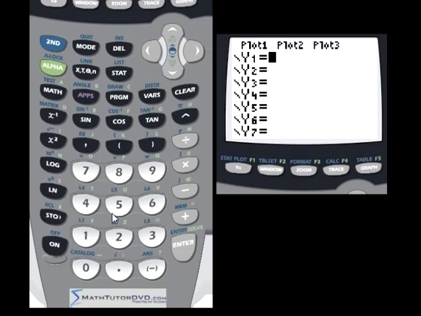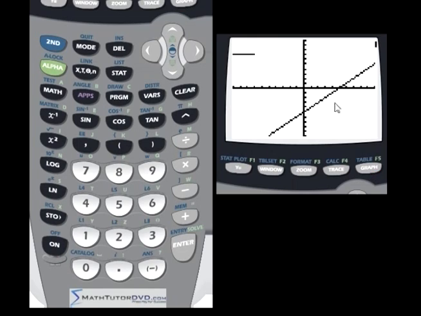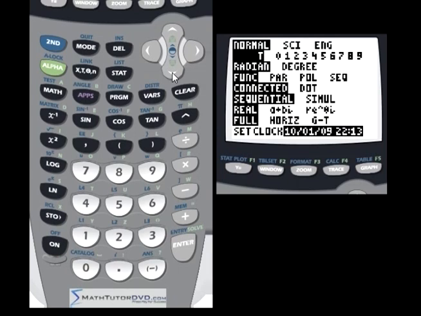If we put down for one graph, let's call it x minus 5, and then in the next one we'll put x plus 2. So we're going to go ahead and put two equations in there and go ahead and graph it, and notice that it's on sequential. So one graph is going to be drawn and then another graph is going to be drawn. That's what sequential means.